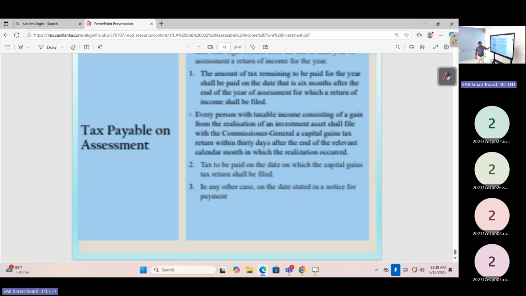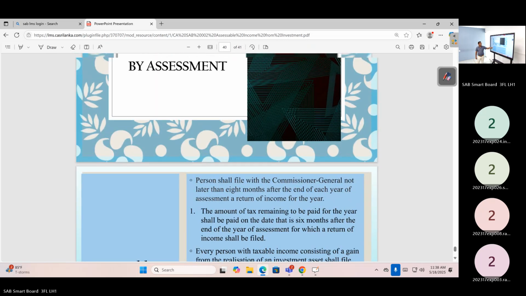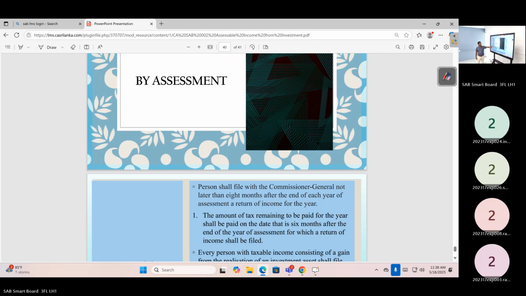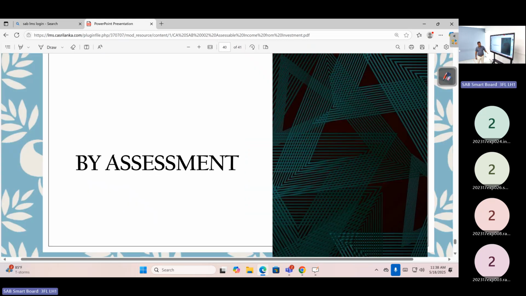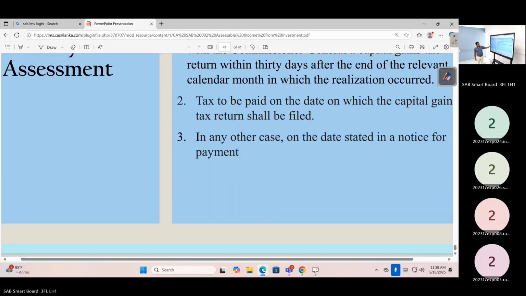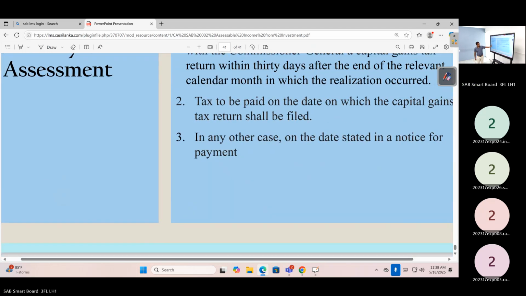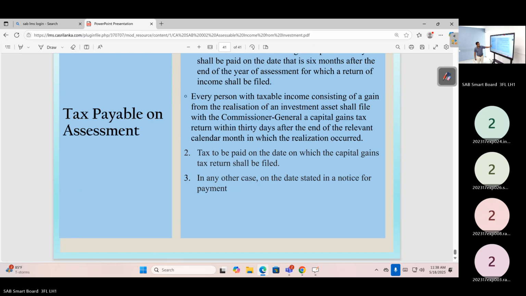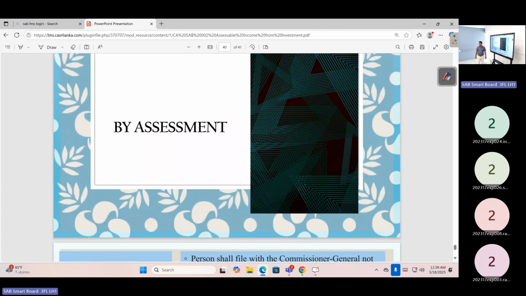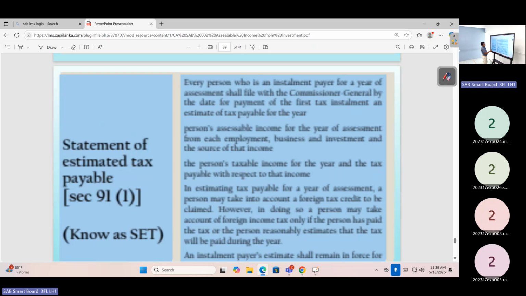So the third mode of payment is assessment based tax. In Sri Lanka, there are 4 types of assessments. We'll discuss them later. For the time being, there are 4 types of assessment. The first one is self-assessment. That is what this payment is recognized as, a self-assessment tax payment. You could see here.